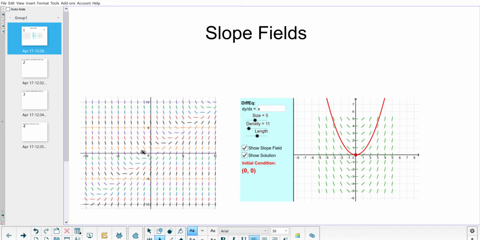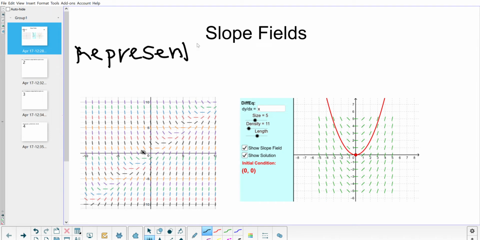Okay? So this one looks like it's an equation with maybe both x and y in it, because I noticed that the slopes change for different x values, whereas over here at -5, the slope is the same for all the different y values, and here it's the same. So slope fields are a representation of differential equations. You remember writing those?